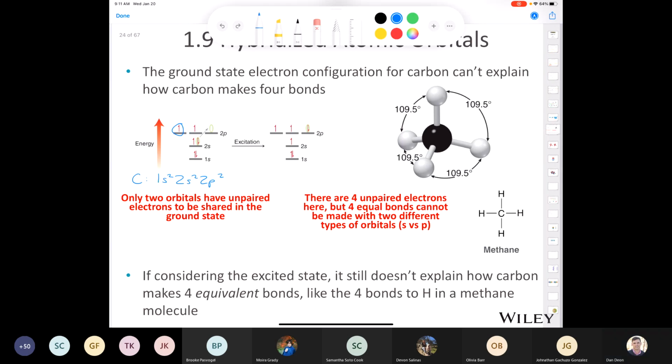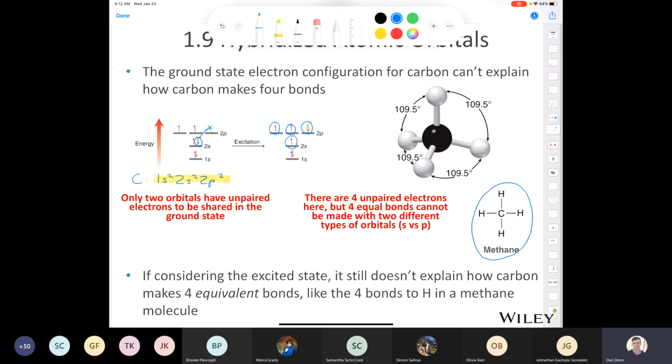According to this, carbon can only form 2 bonds. Well, how in the heck does carbon form 4 bonds? The answer is because of what's called hybridization. One of the electrons from the 2s is going to jump up into a 2p. Now let's count all the unpaired electrons: 1, 2, 3, 4. Hey, now my carbon has 4 unpaired electrons. Now I can form 4 bonds, just like in methane.